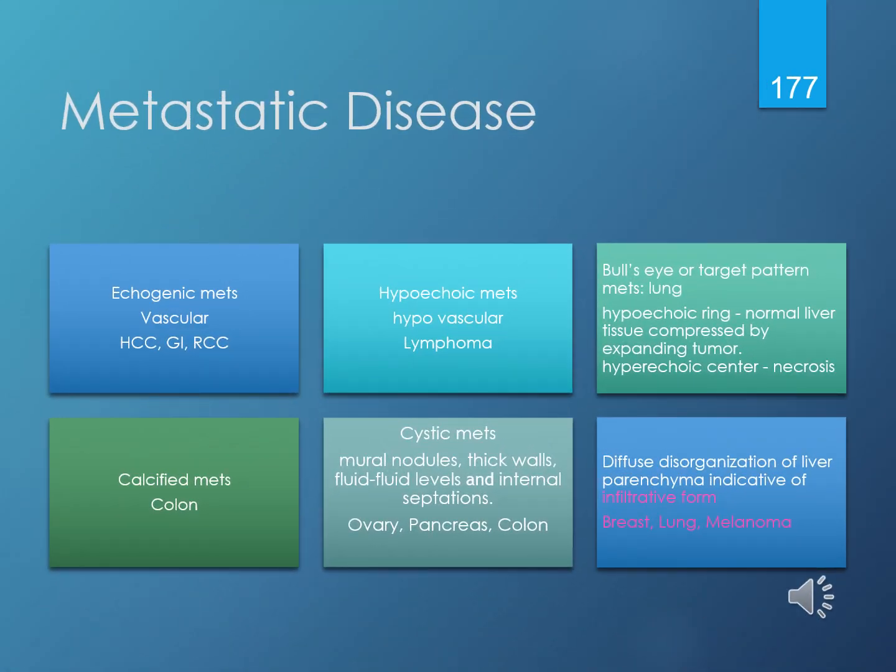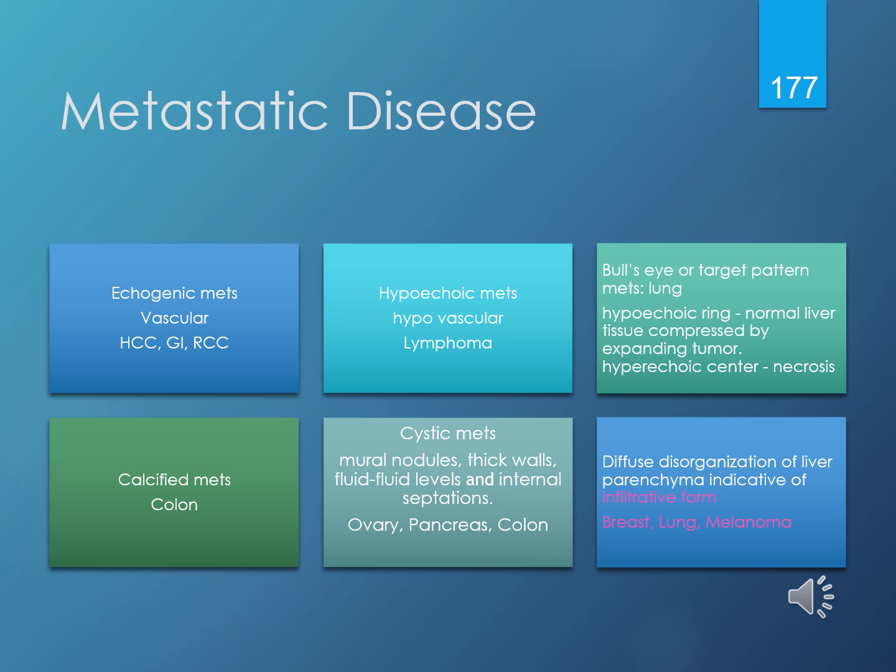Echogenic METs are typically vascular METs and come from hepatocellular carcinoma, GI tract, or renal cell carcinoma. Hypoechoic METs are typically hypovascular and are lymphoma. Bullseye or target pattern METs come from lung. There's bullseye again. So we've seen bullseye in lymphoma, in fungus, and now again in METs. Calcified METs comes from the colon. Remember, colon is one of the 3 primary places that METs comes from. Cystic METs can also be colon. It can also be ovary and pancreas.